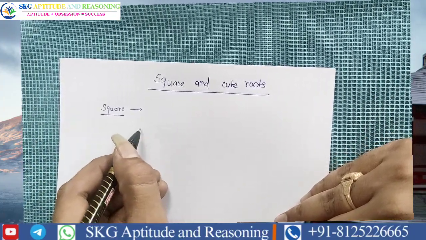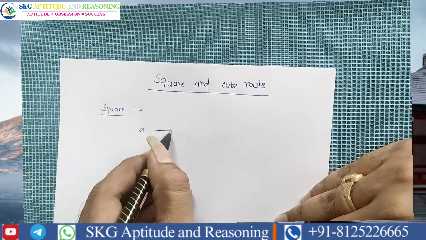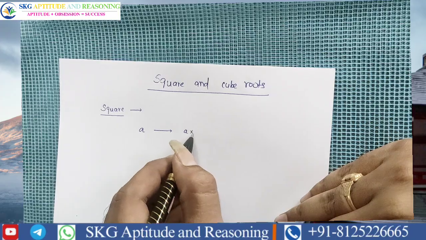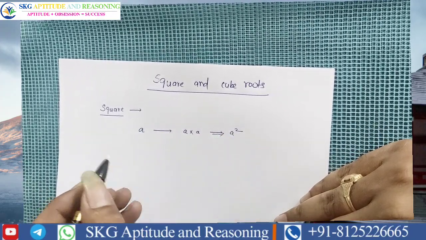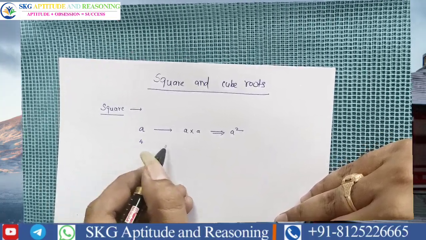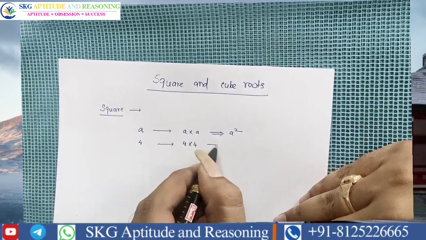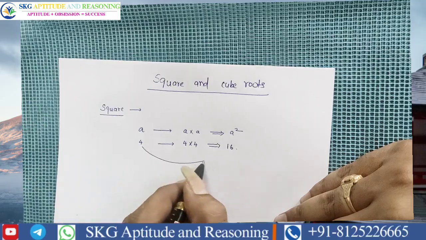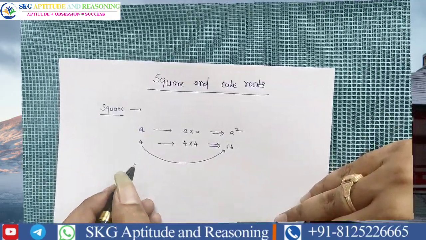Suppose let us consider a number a, and if I multiply the same number 2 times, that is a into a, that will give the square, that is a square. Let us consider an example here. Suppose we consider the number 4. If I multiply 4 two times, it will become 16. So the square of 4 is nothing but 16. 4 square is nothing but 16.